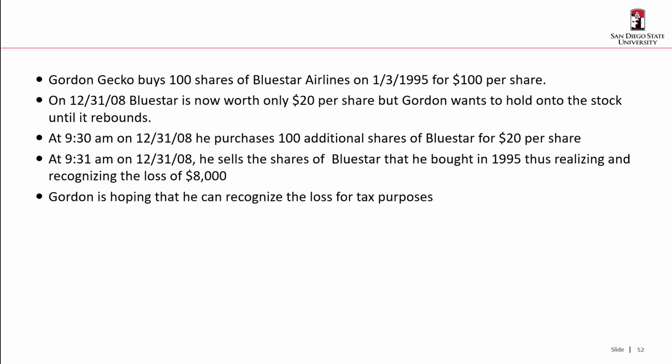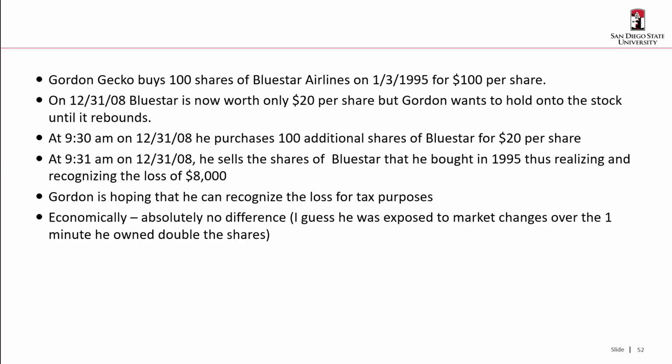Okay, let's think about Gordon's transaction here, right? Because economically, he is no different than he was when he started. He owned 100 shares of Blue Star. He sold 100 shares, but 1 second later, or 1 minute earlier, he purchased 100 shares. So what happened is nothing. In fact, there's no difference between where he started and where he finished.